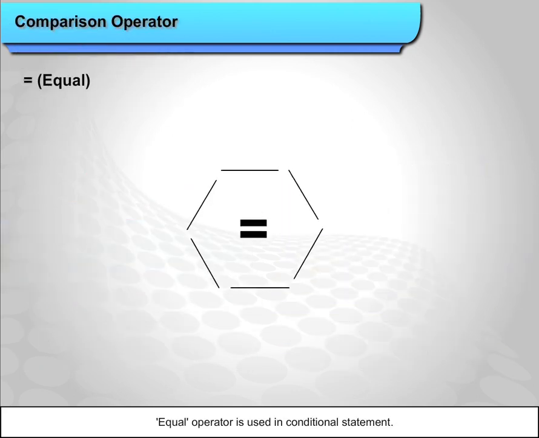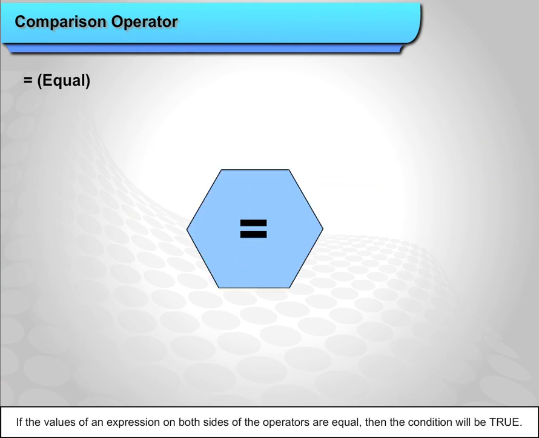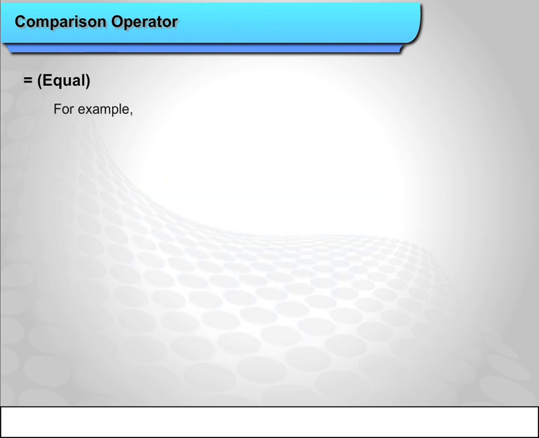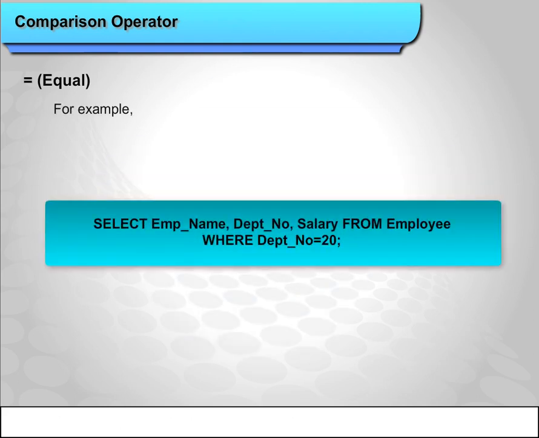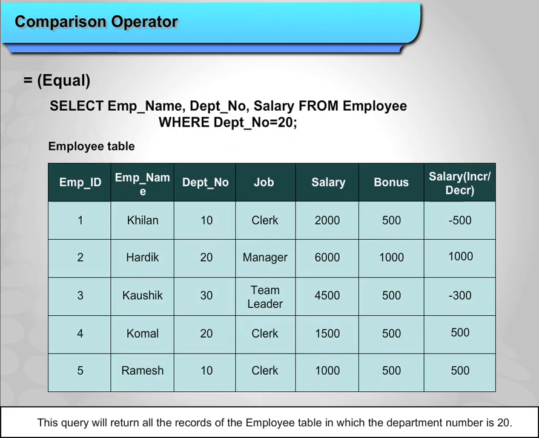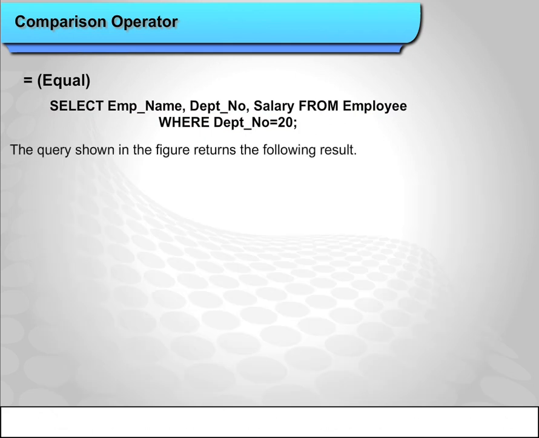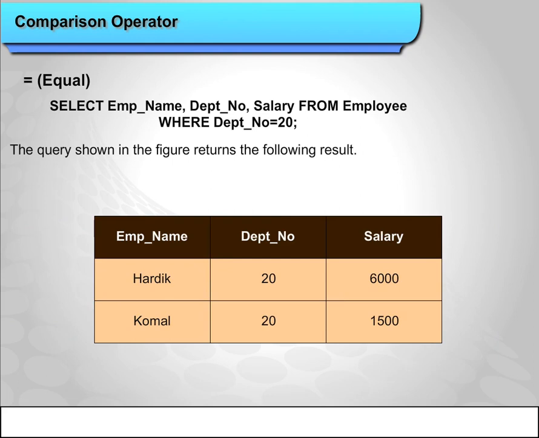Equal. Equal operator is used in conditional statement. If the values of an expression on both sides of the operator are equal, then the condition will be true. For example, select EMP name, department number, salary from employee, where department number is equal to 20. This query will return all the records of the employee table in which the department number is 20. The query shown in the figure returns the following result.